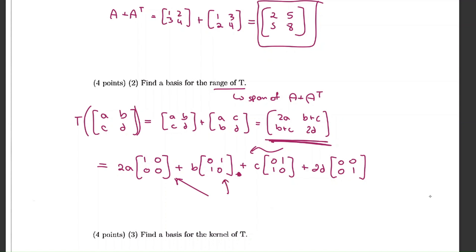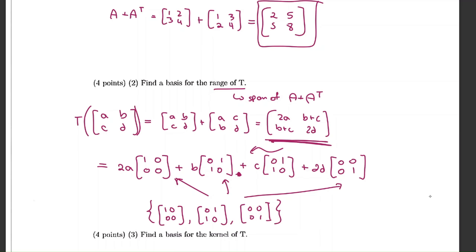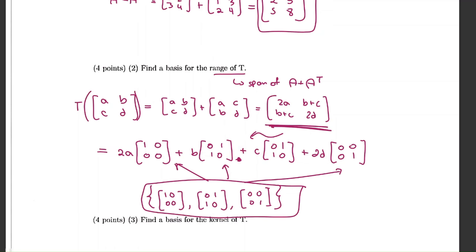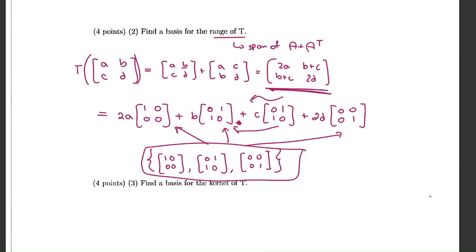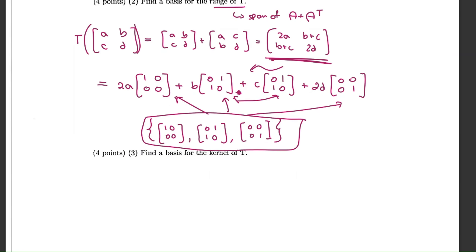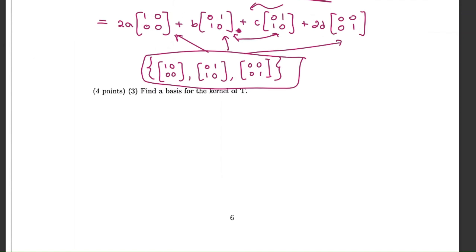And as you can see here, we have 3 linearly independent vectors. So these will form the basis for the range of T. And this means that a linear combination of these 3 vectors can form all the possible transformations. So our basis is this. Right, because these two are obviously the same, so we don't include them twice.